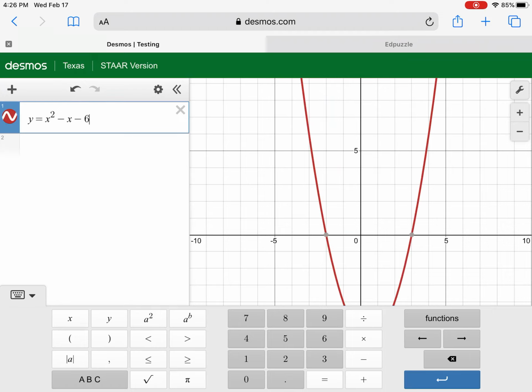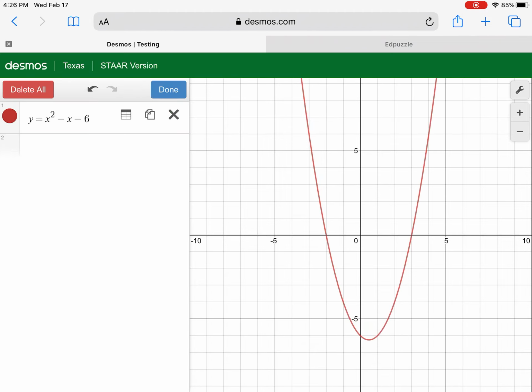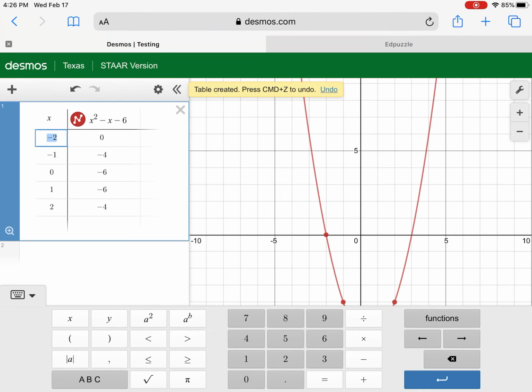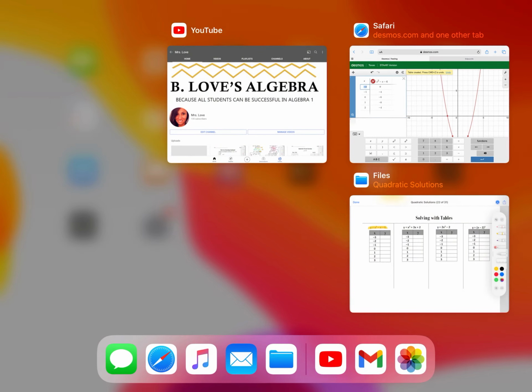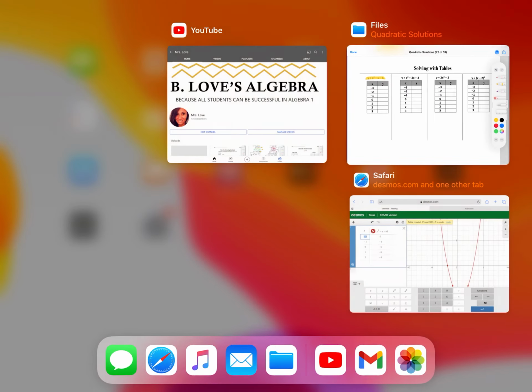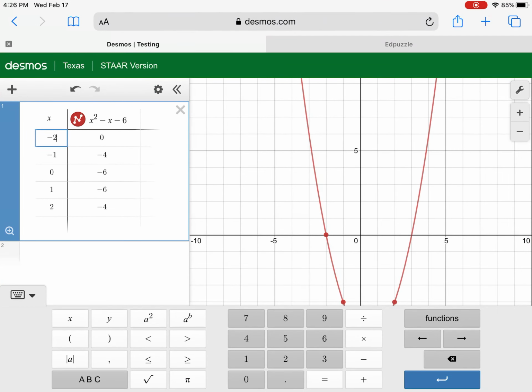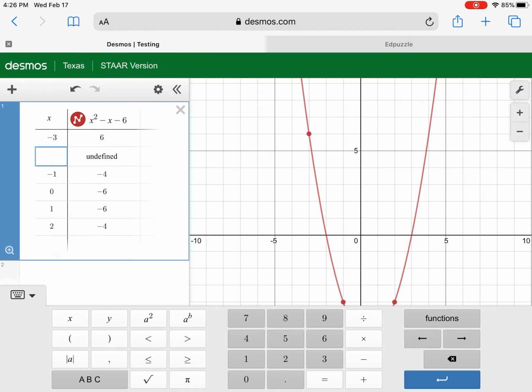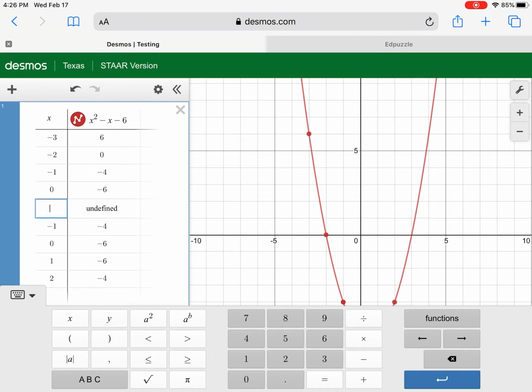Okay, so from the graph, I see where the solutions are, but I want to be able to fill out a table. The way that we get a table from Desmos is we click this little spiky circle, and then you click this little table. The first number that's on my worksheet is -3, so I'm going to type in -3. The next number it wants is -2, then -1, then 0, then 1, 2, and 3. So these are the numbers that are on this table.